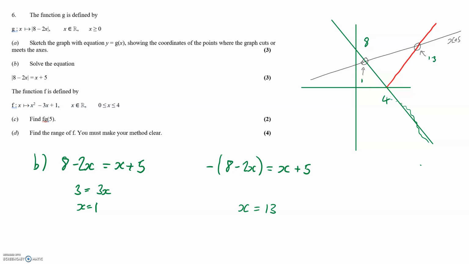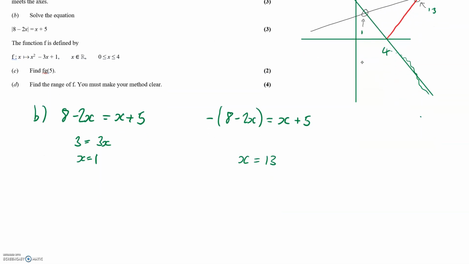The function f is defined as x squared minus 3x plus 1 between the values of 0 and 4. We need to find f of g of 5. G of x is the original function stated in the beginning of the question. To calculate f of g of 5, we should first of all just calculate g of 5. We do this by substituting 5 into the equation. The modulus sign will indeed alter the answer, giving us a response of 2.